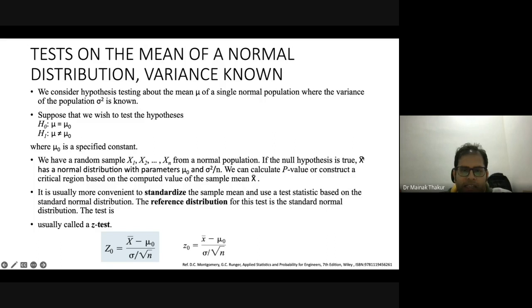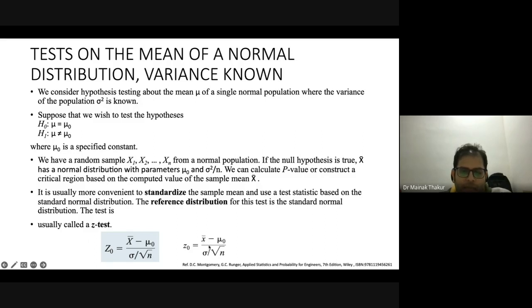Now, if x bar has a normal distribution with mean mu naught and variance sigma square by n, then Z naught, which is x bar minus mu naught divided by sigma by root n, will follow the Z distribution, the standard normal distribution. This is a property that we have talked about before also. So Z naught should follow the standard normal distribution, which means its mean will be 0 and variance will be 1. The observed value of Z naught: once you collect one sample, you will get the small x bar value.